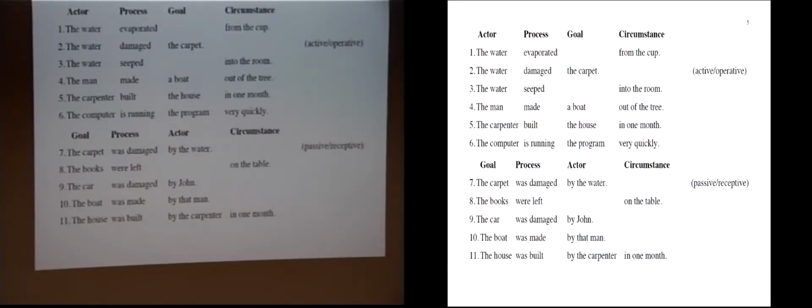So in Chinese, they're actually still full processes in many cases. But in English, these things are all just what we call minor processes, because they don't stand by themselves, but they allow you to bring in these extra participants with these preposition phrases. So if you say the water evaporated from the cup, or the water seeped into the room, the man made a boat out of the tree. When you want to bring in the tree, the cup, or whatever, you do it using the preposition, because it's not part of the core process, at least the way you profiled it there. You can profile it differently and then make that a direct participant.